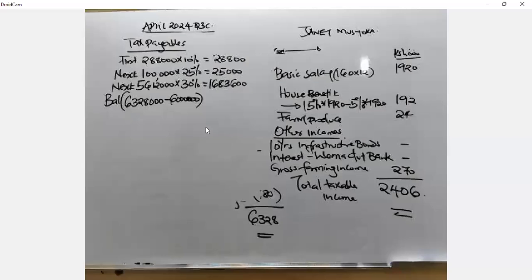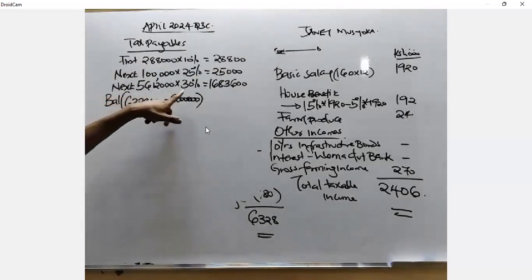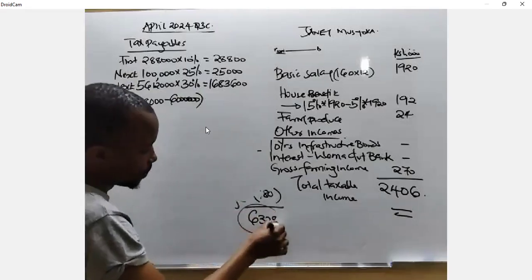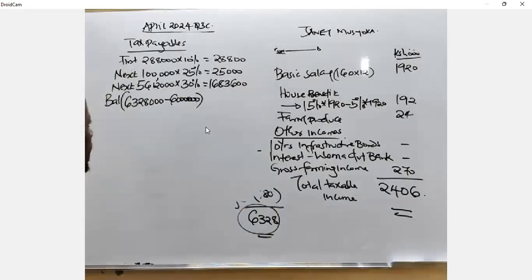So, I think I was explaining these graduated rates. The first is 288,000 times 10%, getting 28,800. The next is the difference between 388,000 and 288,000. We are getting 100,000, you multiply by 25%, getting 25,000. The next one will be the difference between 6 million and 388,000 as per your graduated rate, getting 5,612,000. You multiply by 30%, getting 1,683,600. Then the balance now comes to your salary, the total taxable income that you computed, minus the 6 million.